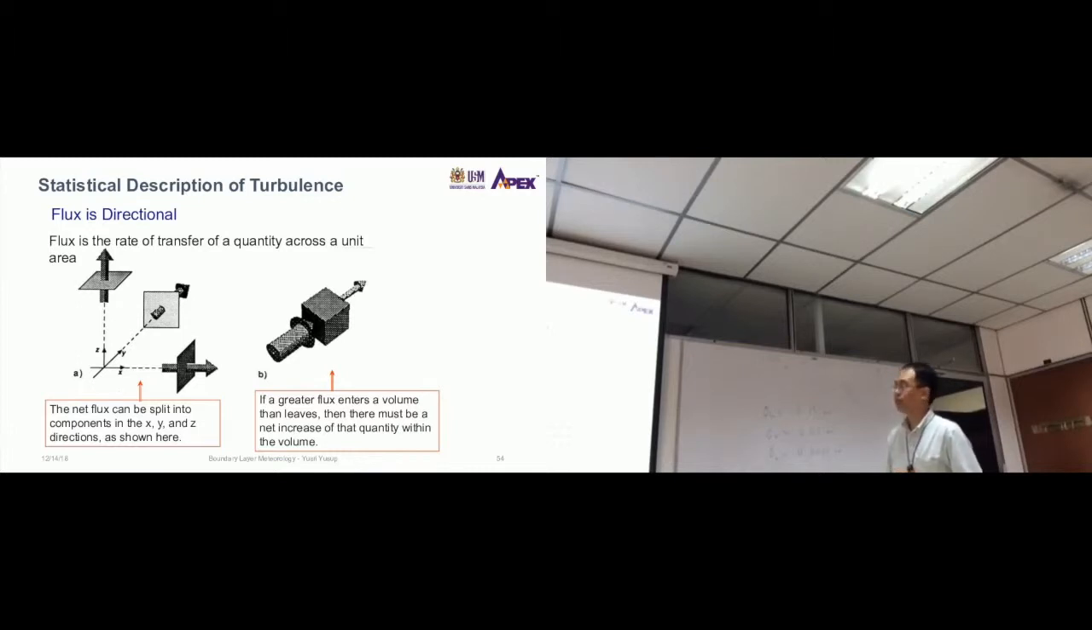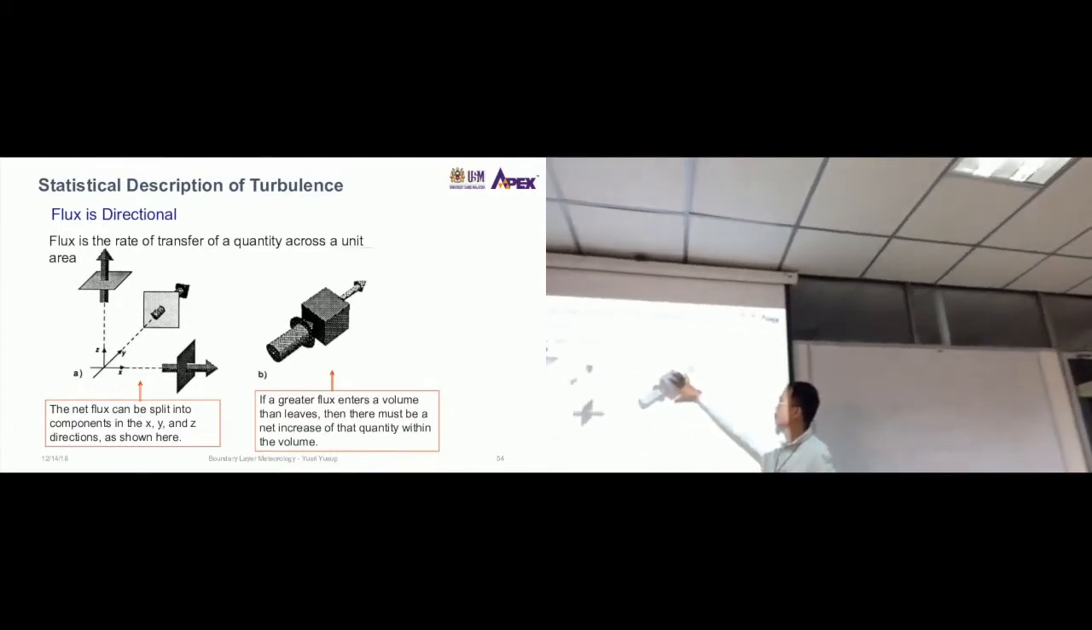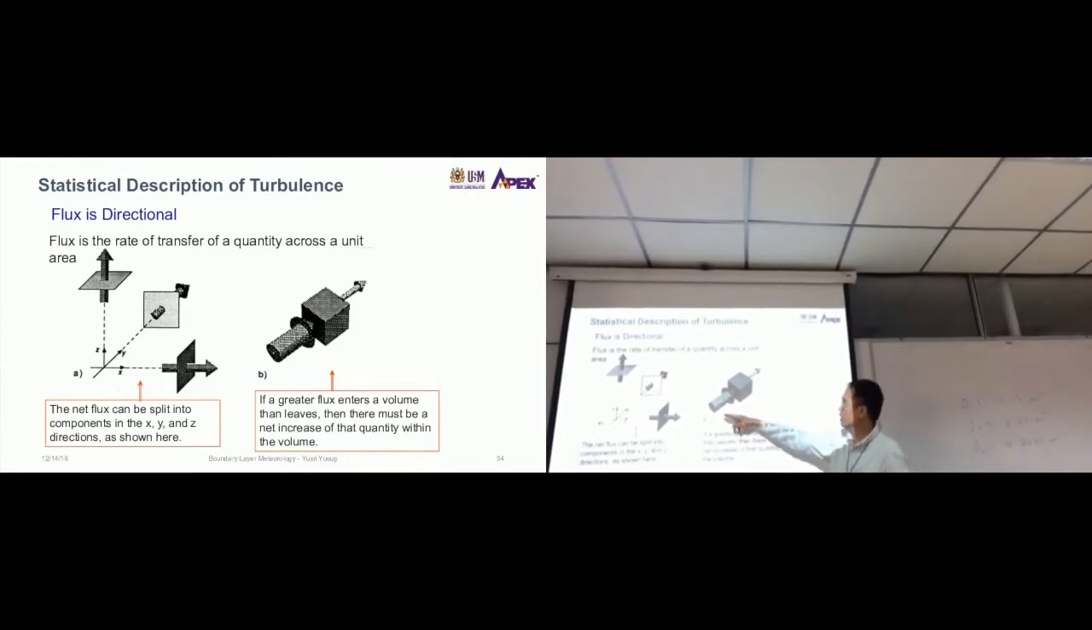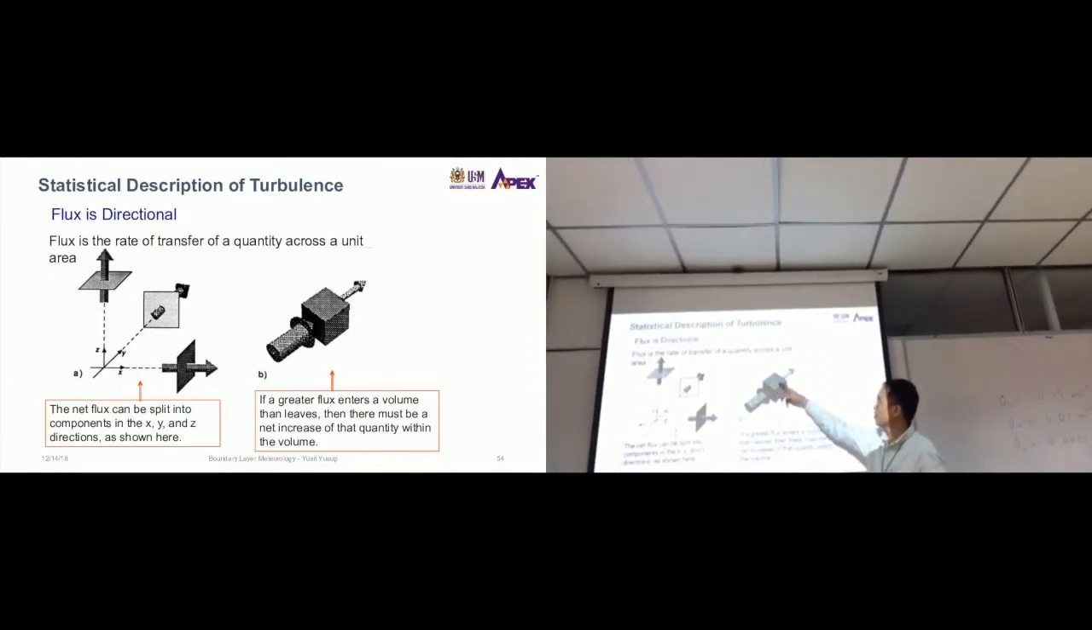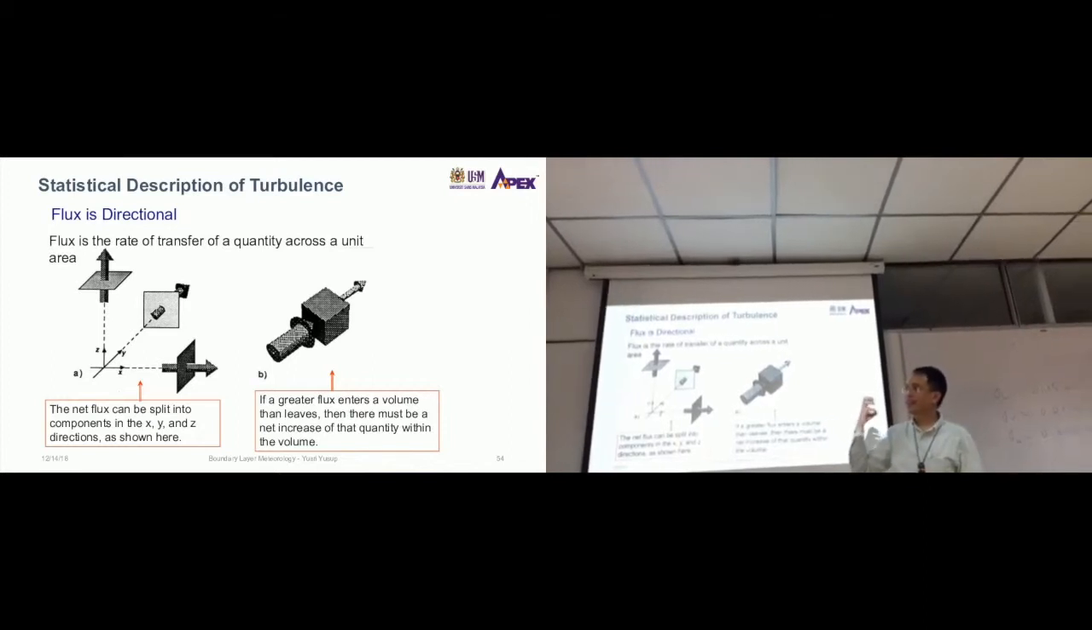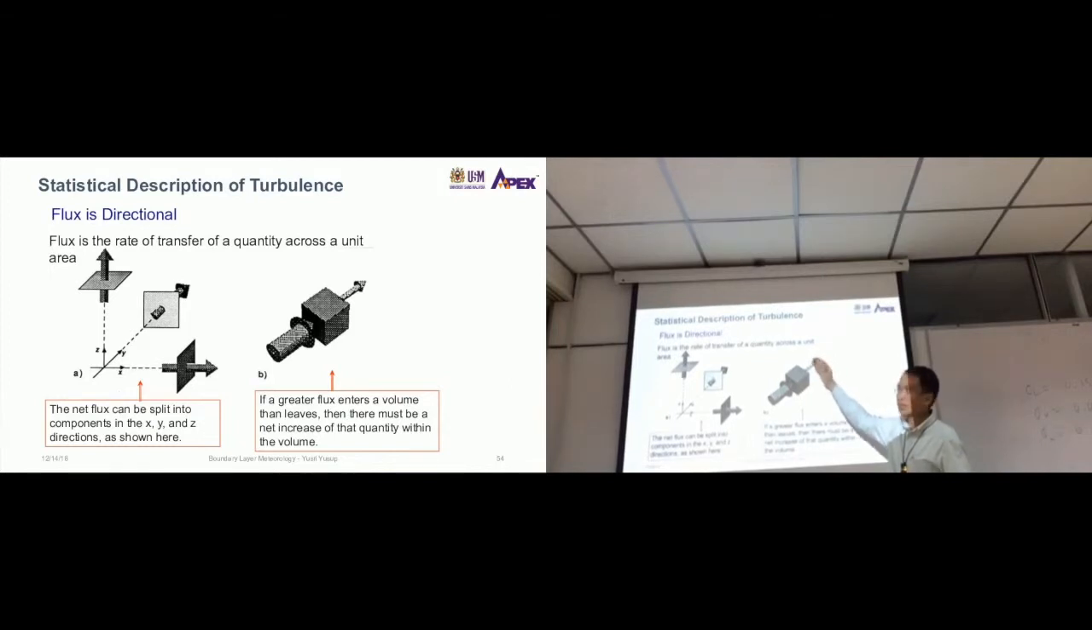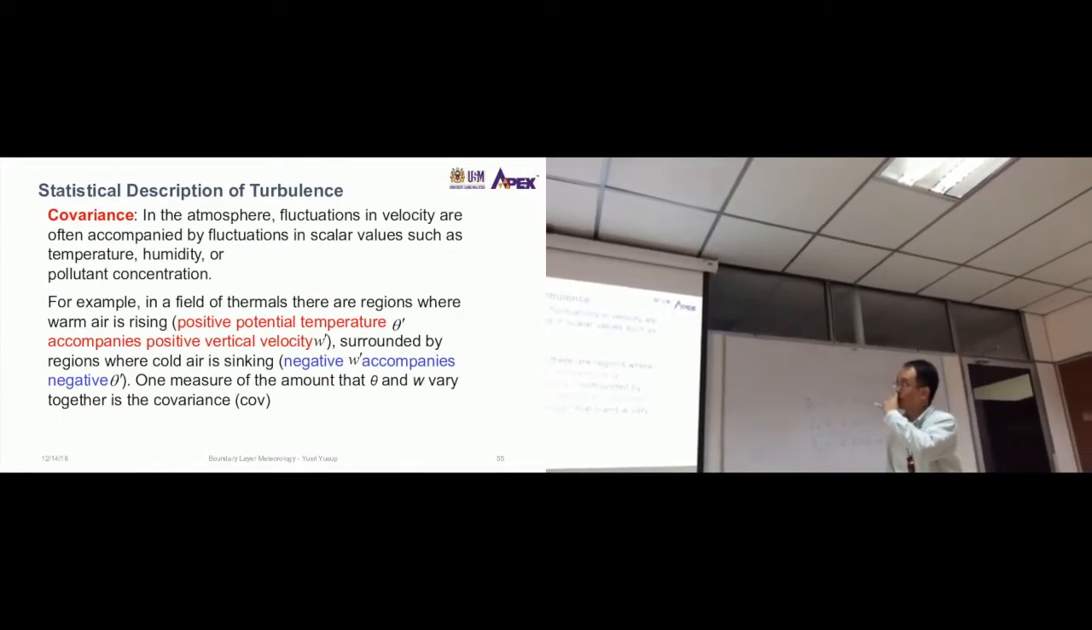If a greater flux enters a volume than leaves, then there must be a net increase of that quantity within the volume. For example, this is the volume, and if the flux going into this volume is much larger than the flux going out, then logically, there should be an accumulation of that quantity in that volume. Does that make sense? Just like mass balance, right? So we can guess the accumulation inside by knowing the flux in and flux out. The difference between this and this will give us how much is accumulated inside. That's flux. Now we go to covariance.